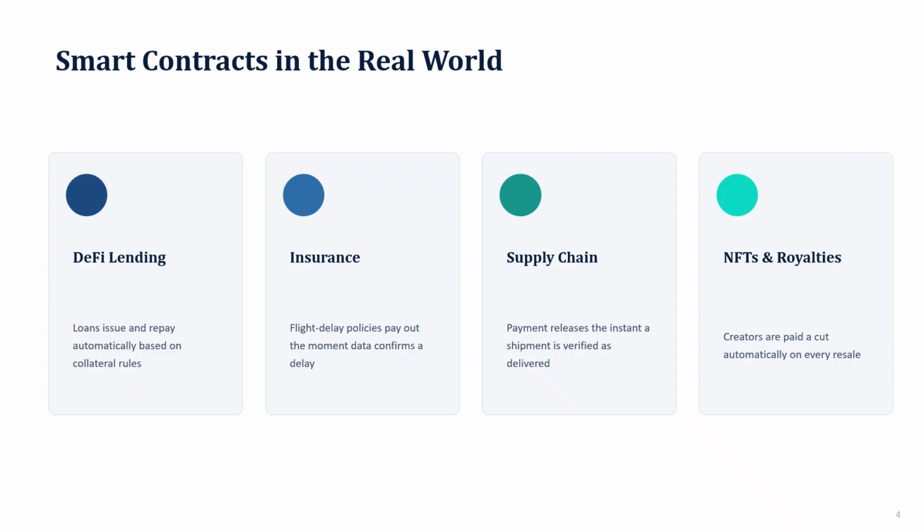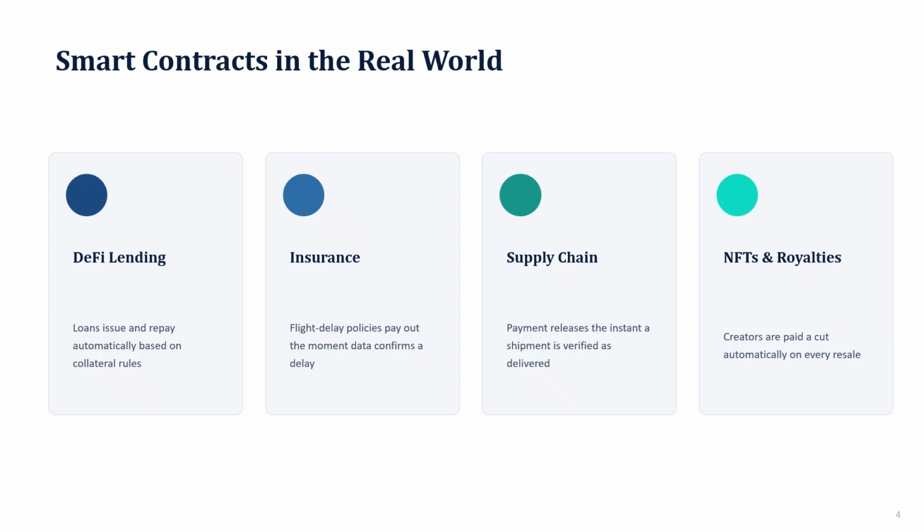Now we are going to see smart contracts in real-world applications. This isn't just theory. Smart contracts already run real money. In DeFi lending, loans are issued and repaid automatically based on collateral rules. No loan officer involved. Parametric insurance can pay out a flight delay claim the instant flight data confirms the delay. No claims adjuster. No paperwork.